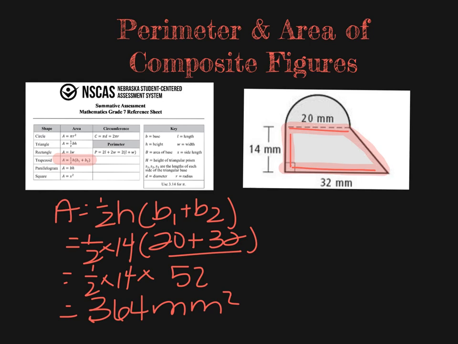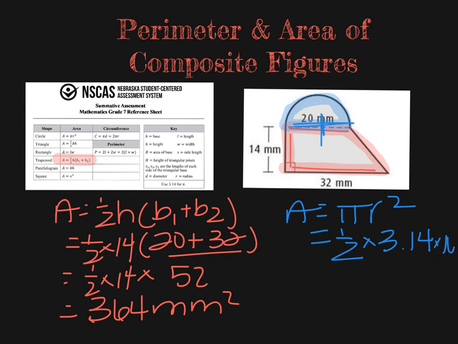So to solve the area of your circle, I'm going to start with the formula, which is pi times radius squared. And then I'm going to look at that and think, that's not a full circle, that's just half a circle. So whatever my area is, I'm going to take half of that. So I'm going to take 1/2 times 3.14 times my radius. We know that all the way across is 20, so my radius would be 10. And 10 squared is 100. So I have 1/2 times 3.14 times 100.